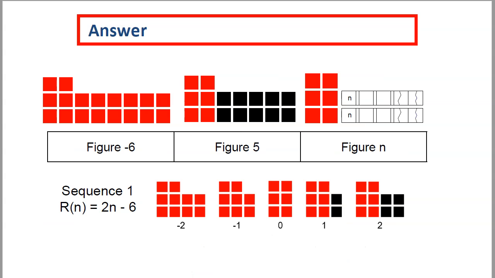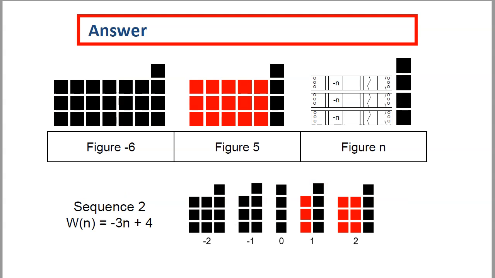So altogether, our answers are, we have our figure -6, our figure 5, and our figure n for sequence 1, and figure -6, figure 5, and figure n for sequence 2. W of n equals -3n plus 4.